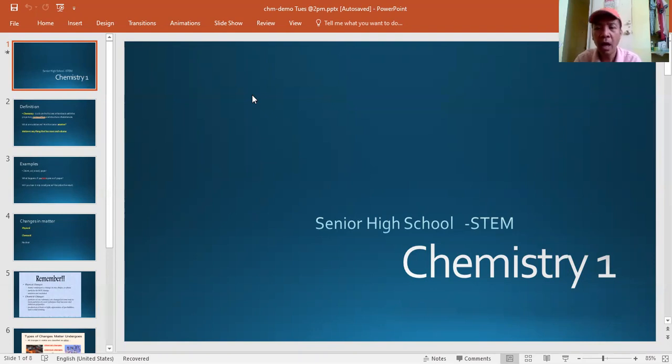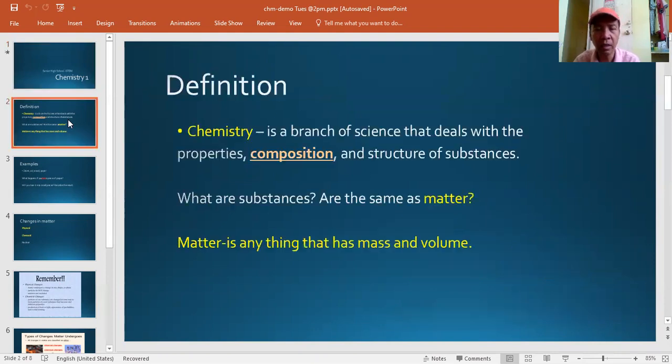Now, how do we define chemistry? Chemistry is a branch of science that deals with the properties, composition, and structure of substances. But what are substances? Are they the same as matter? Yes, these are all called matter.